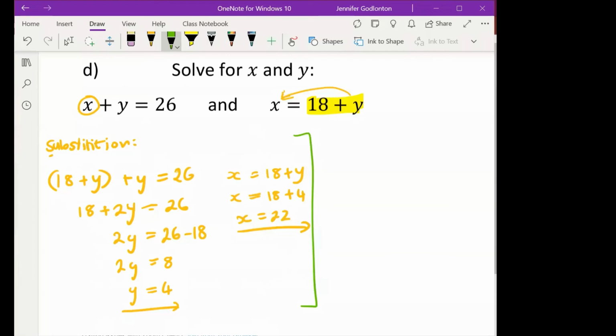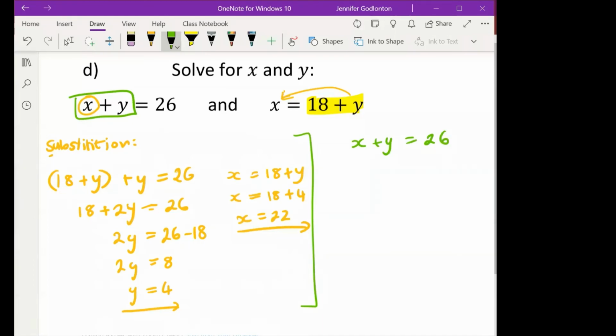Okay, now we're going to focus on elimination. For elimination to work, I need to have both of my equations looking the same. So my first step is to move that y over. So I have x plus y is equal to 26.